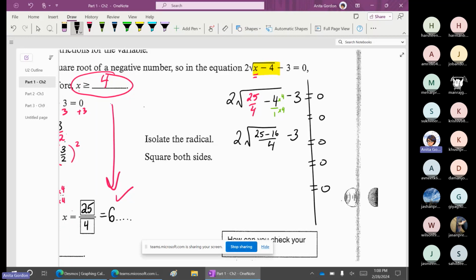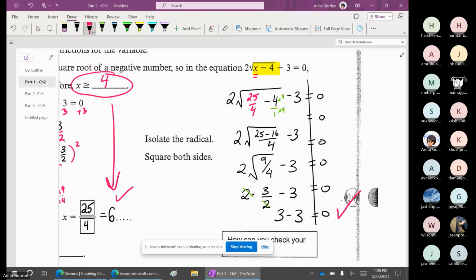25 minus 16, what am I left with? 9, thank you. 9 over 4 minus 3. Okay, square root of 9 is 3. Square root of 4 is 2, minus 3. Then I can cross reduce there. I'm left with 3 minus 3. Does that equal 0? Yes, it does. My second check is complete.